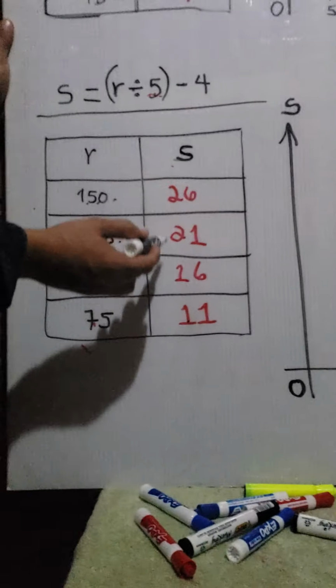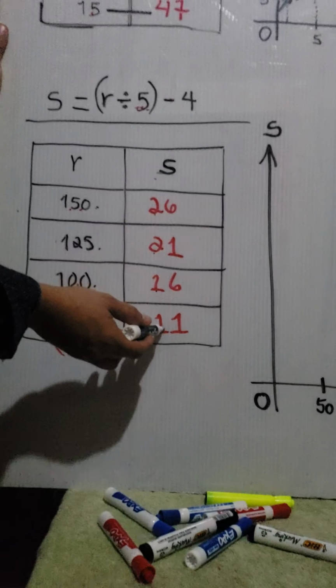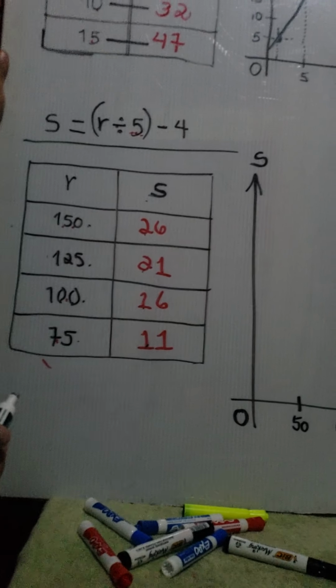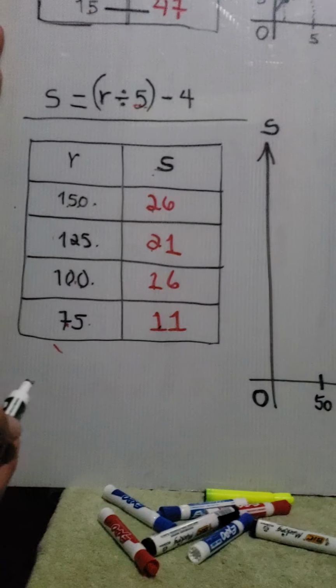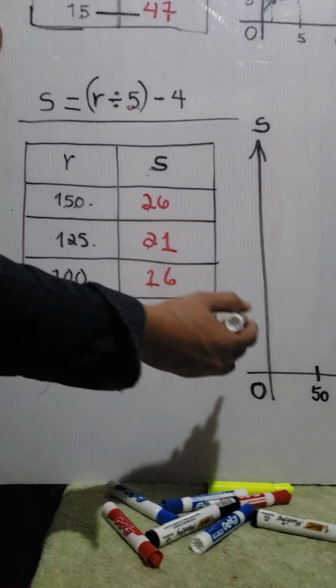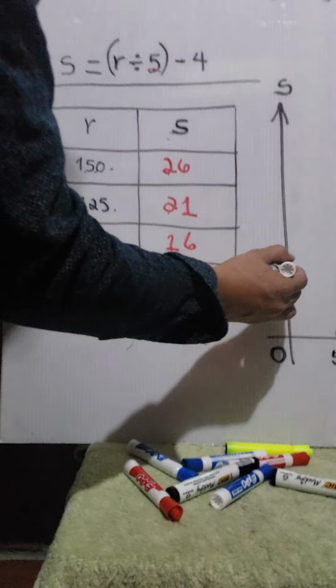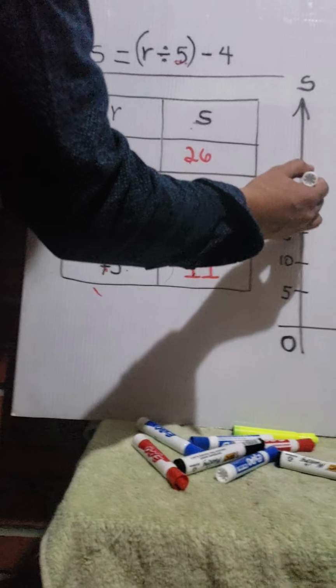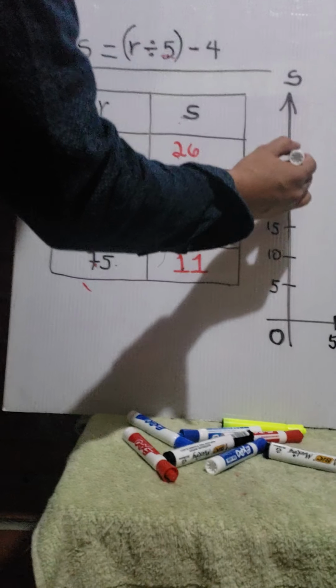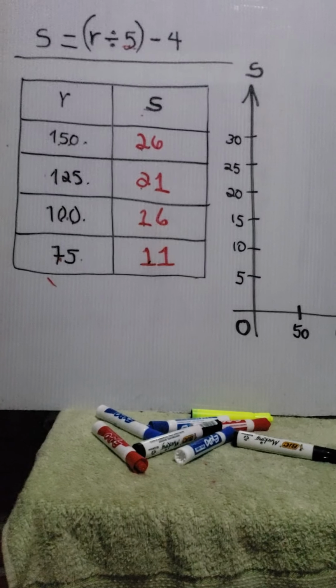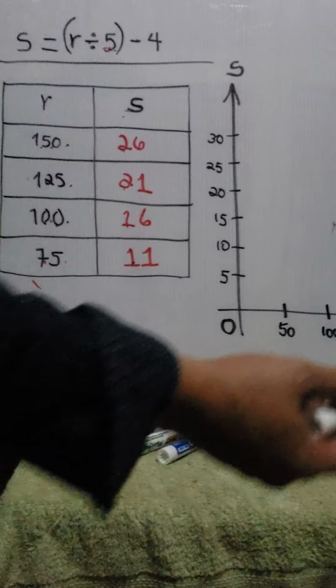What about these numbers? Look, of the letter S. I have 26, 21, 16. I can do it by, is it 4? Okay? Or by 5? I think by 5 is okay. 5, 10, 15, 20, 25, and 30. Now let's plot the coordinates here.